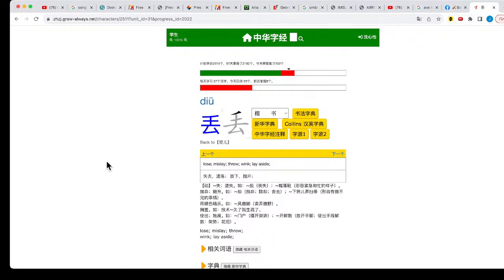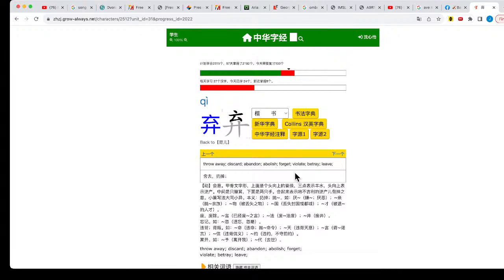For example, 丢下扫把, 丢下扫把就走了. This is not like you lost the broom. No, you didn't lose it. You intentionally dropped the broom and you went away. Okay, so this is 丢. Next one.